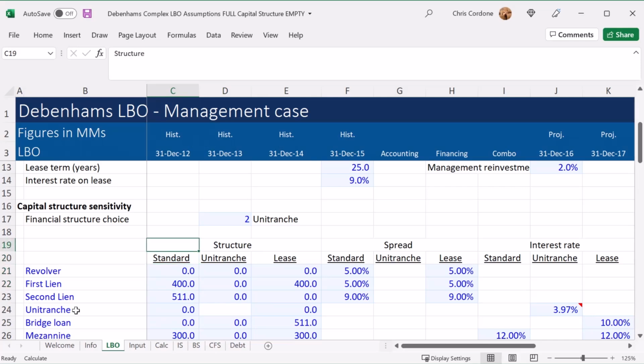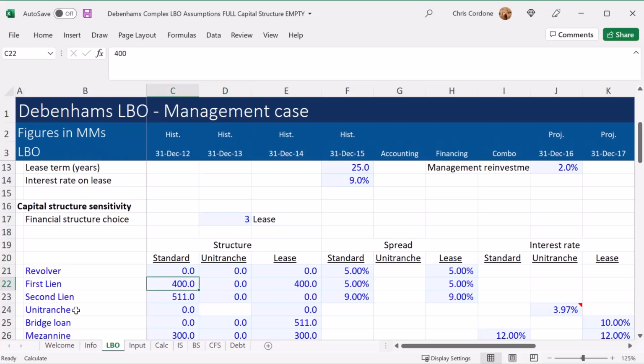Lastly, we have the ability to use a sale-leaseback, which will combine some of the components of traditional financing with the ability to raise additional capital through the sale of assets, typically real estate assets, for a company.